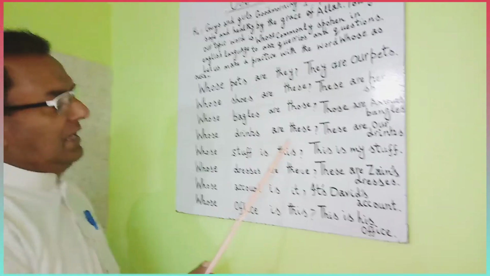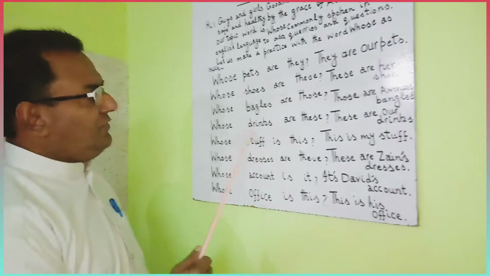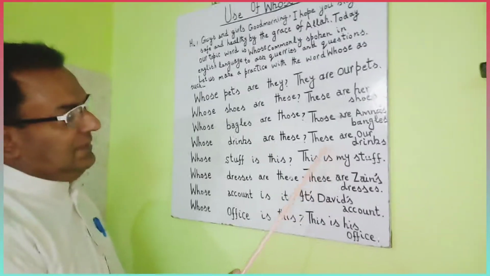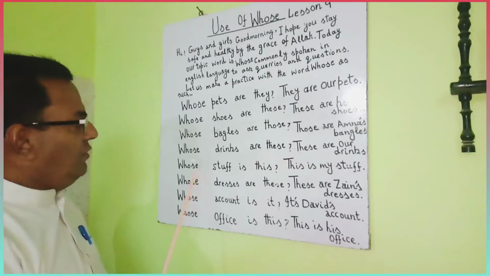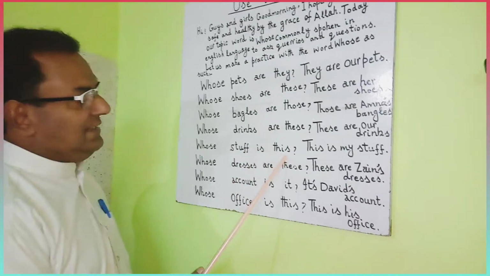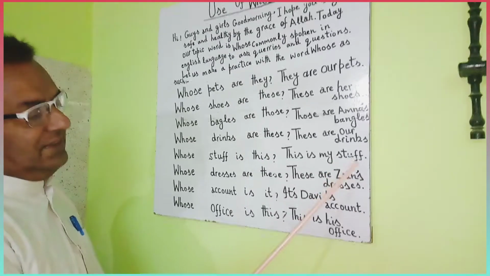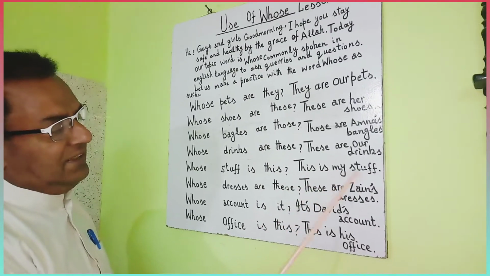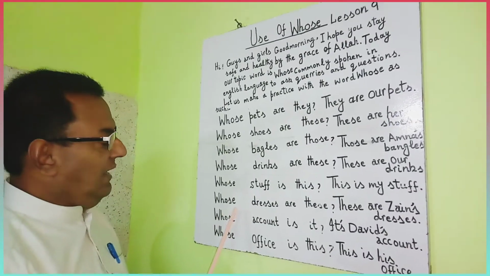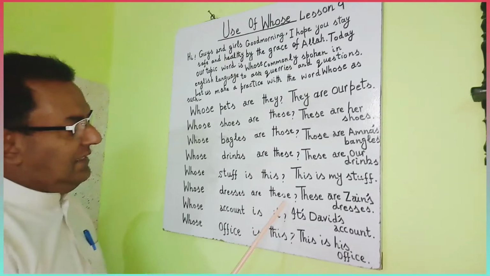Whose drinks are these? These are our drinks. Whose stuff is this? This is my stuff.